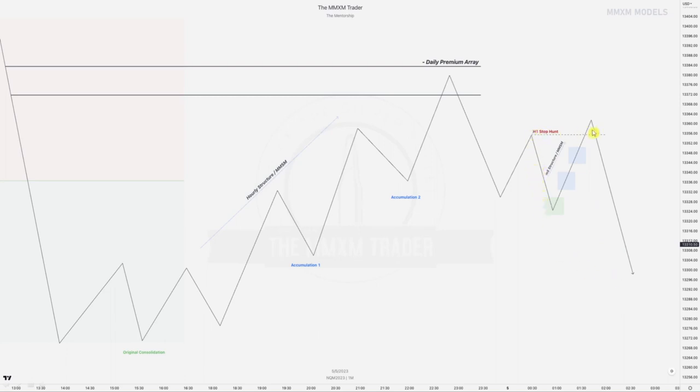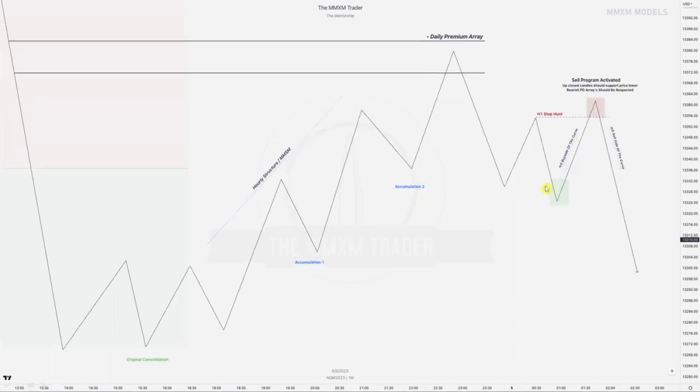So on this 1-hour stop hunt, on a 5-minute structure, we can see a 5-minute market maker sell model form. And this is our opportunity to get in on a trade. So a sell program up here is activated. Up close candle should support price lower, and bearish PD arrays should be respected, right? Going into sell side of the curve and then eventually liquidating this original consolidation.